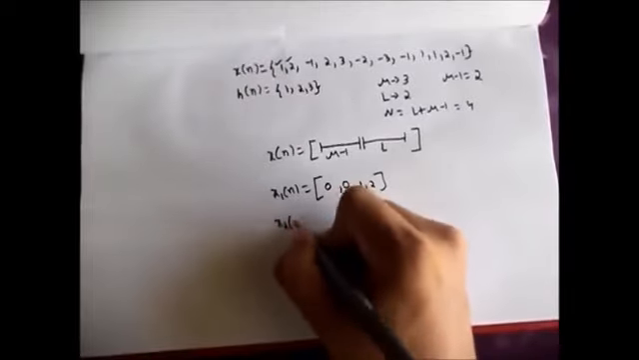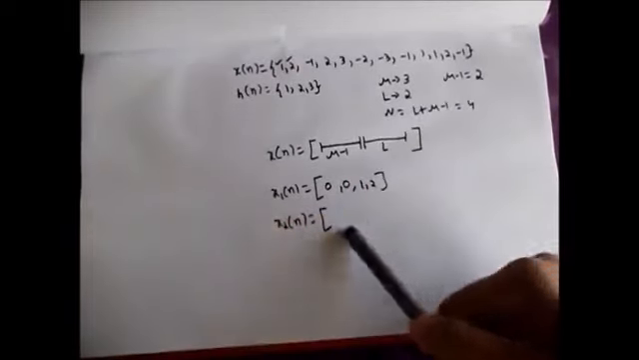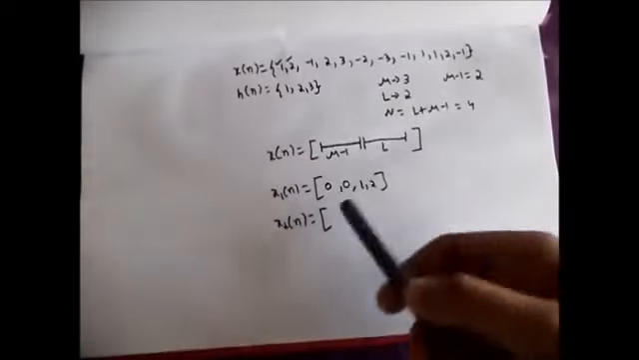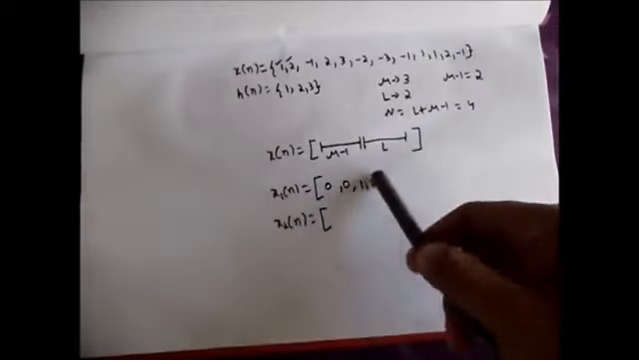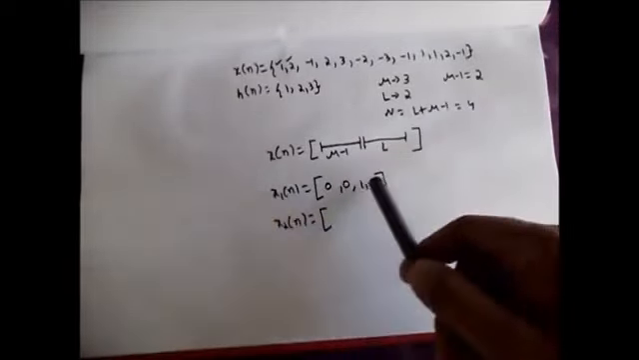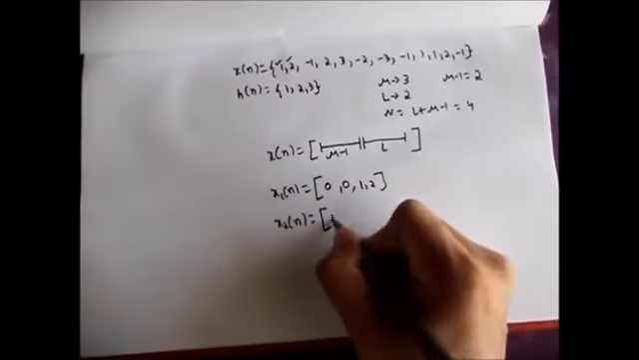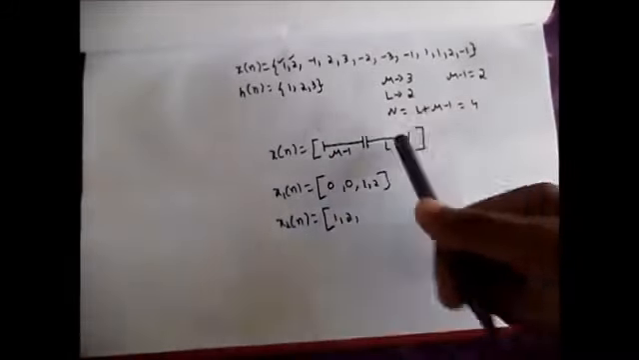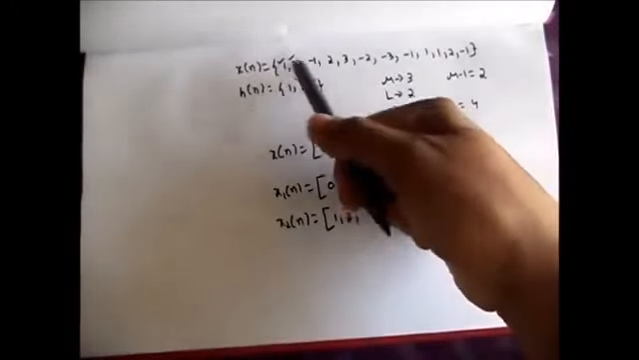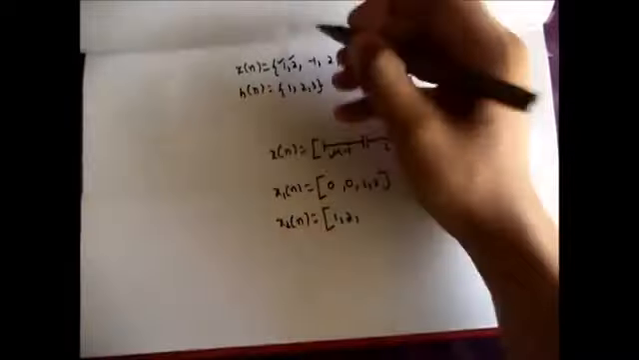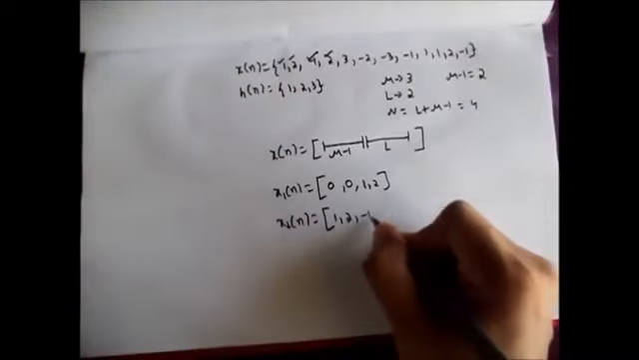Second, now I have to take the last M minus 1 samples from the previous data block. The value of M minus 1 is 2, which means I have to take the last 2 values from the previous input data block. The last 2 values are 1 and 2, so 1, 2. And then I have to take the L samples from the input. The value of L is 2, as I assumed, so I have to take 2 samples from the input. So I'll now take minus 1 and 2.